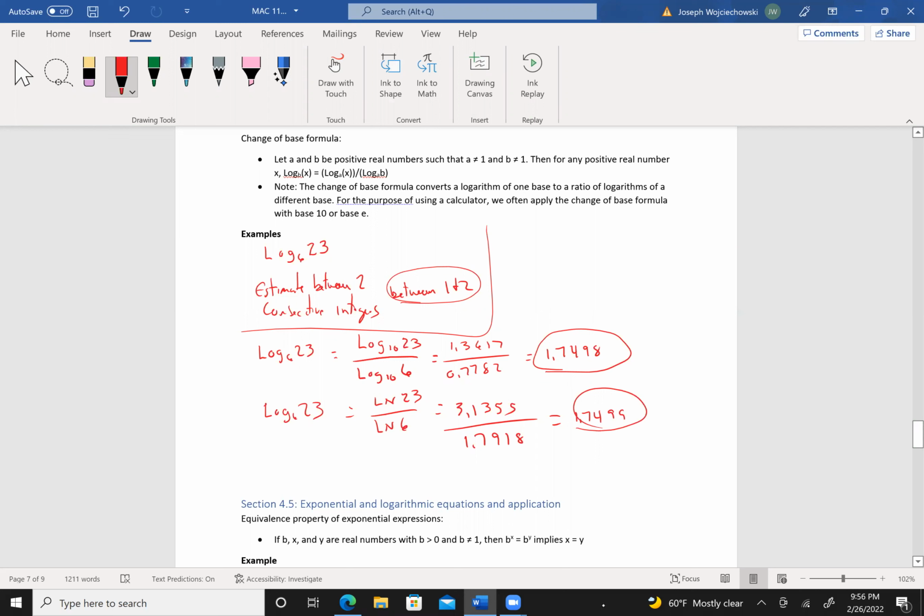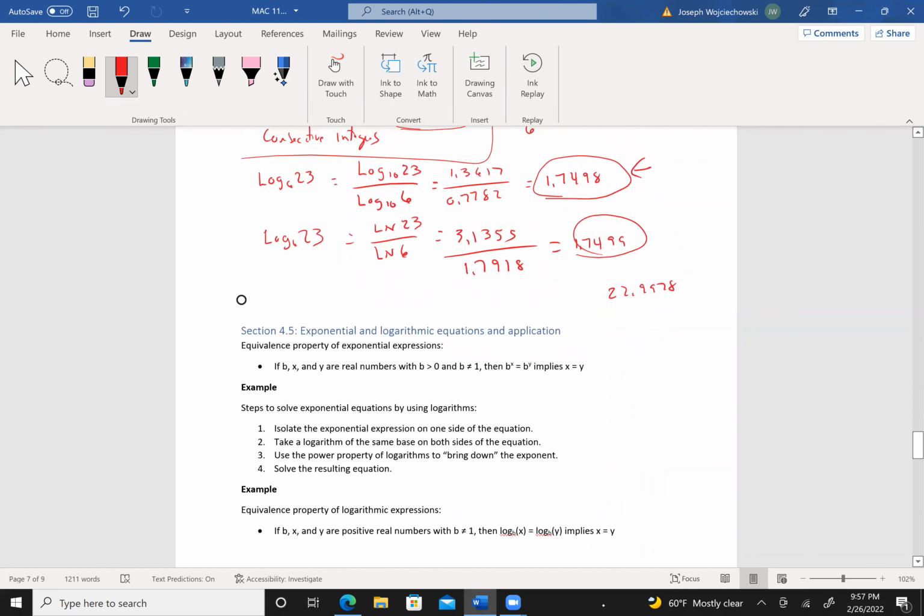Now let's check it. Remember, if we had the equation log base 6 of 23 equals y, this is the same as saying 6 to the y power equals 23. And this is our y. So use your calculator. 6 to the 1.7498 is equal to 22.9937. Let's look at the other one, 1.7499. That's a little closer. I get 22.9978. So this method works out pretty close. The difference is most likely due to our estimations.